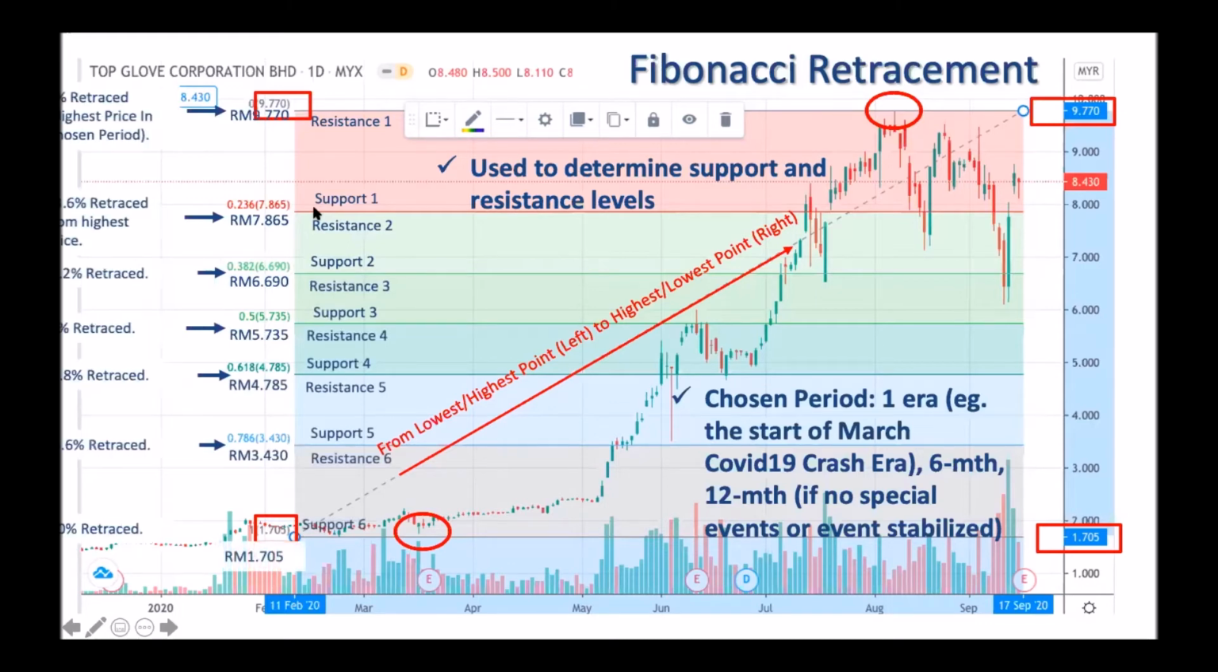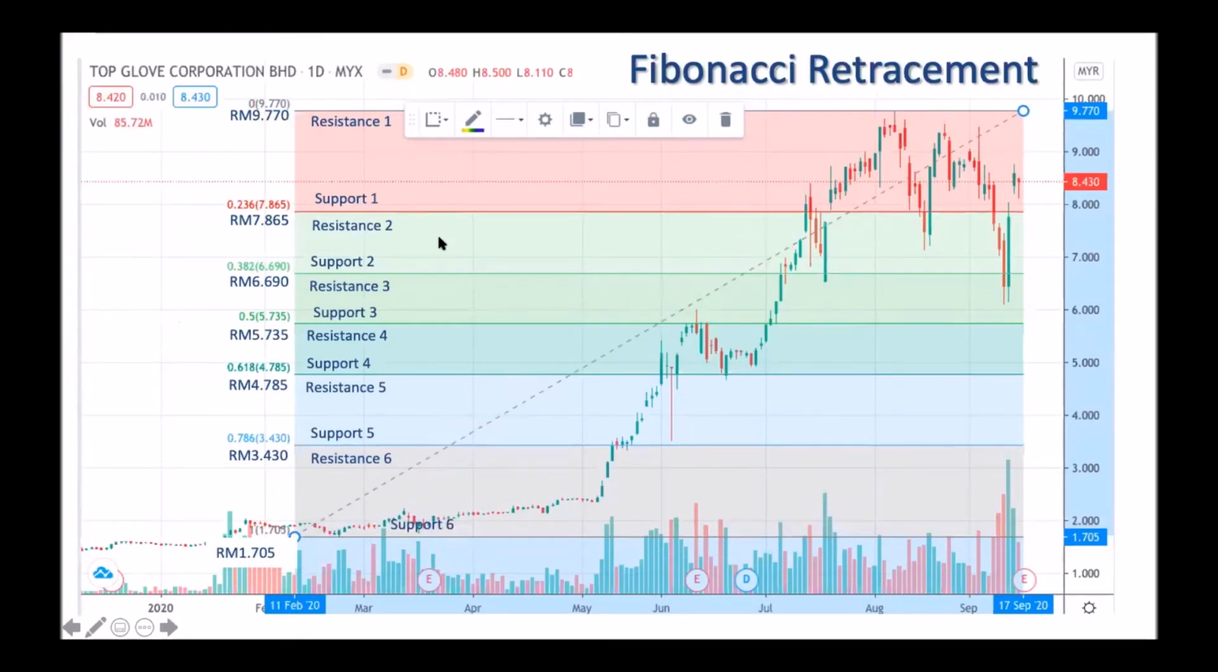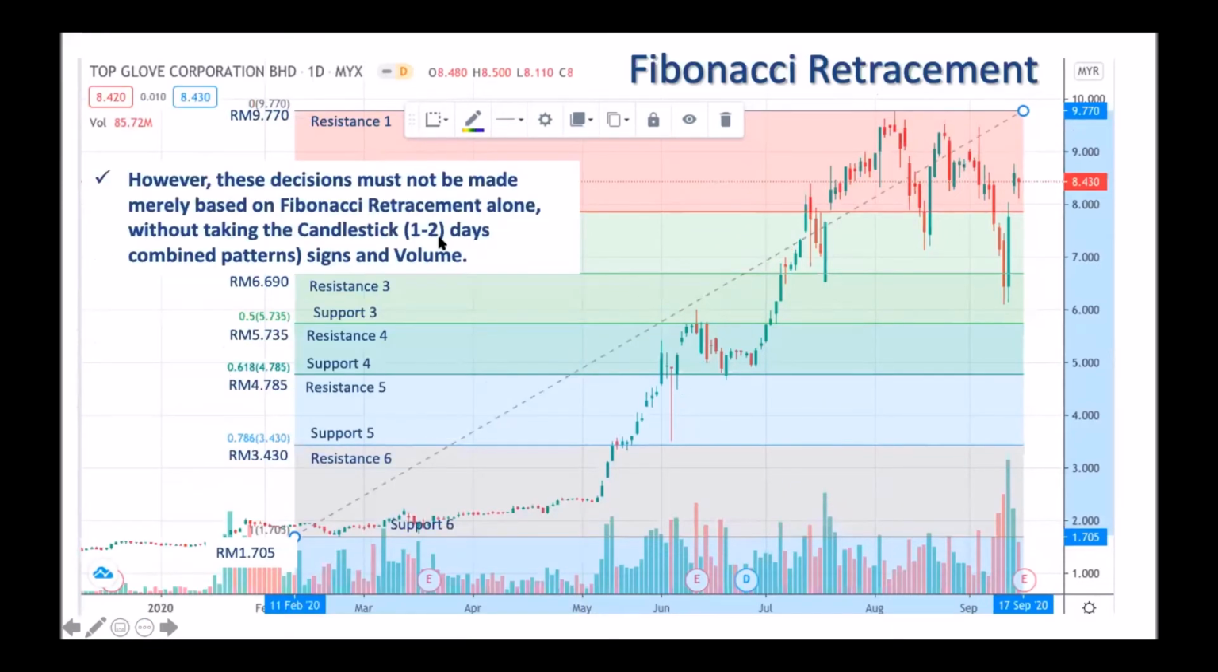So every bar will provide you a level of support and resistance. From here, this is the price. This is the percentage of the retrace. These are Fibonacci numbers. Basically, it's about a 23.6% retrace from the original price.